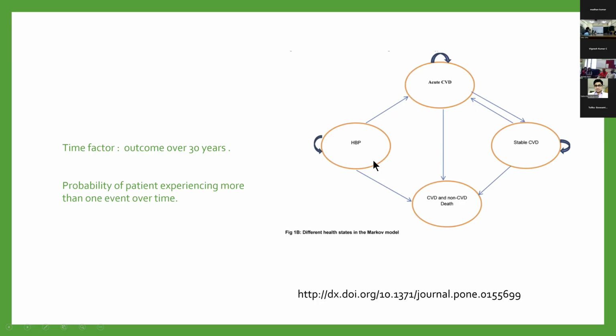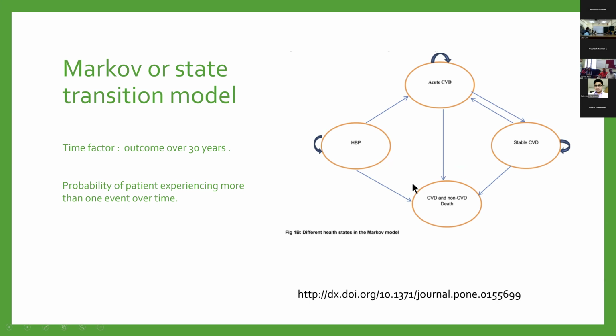You have a patient with hypertension. They can have acute cardiovascular disease, stable, which can transition. You can have a death. You can even have death not related to the cardiovascular disease. So in reality, we get different states. If you have something like this, different health states, you can use something called the Markov model. So it's called the Markov or a transition model.